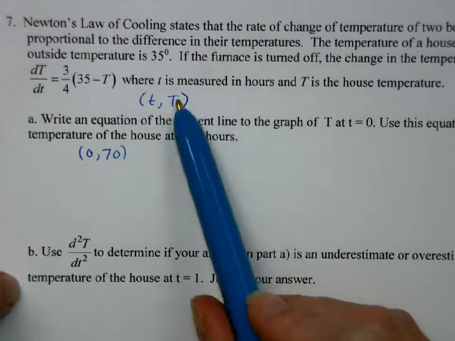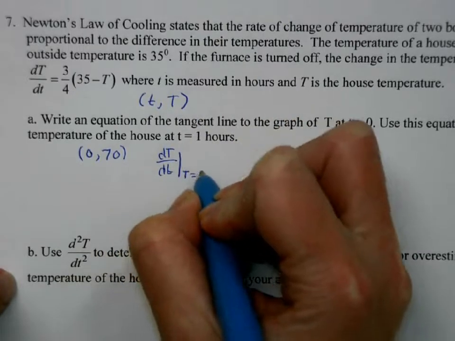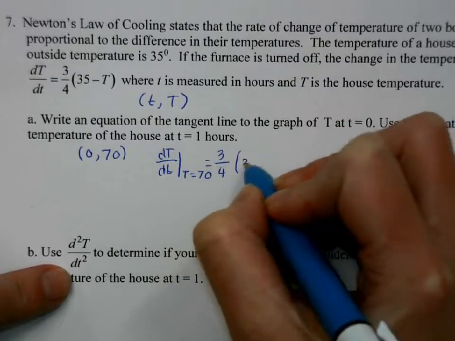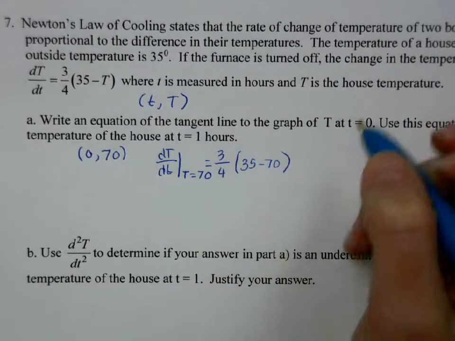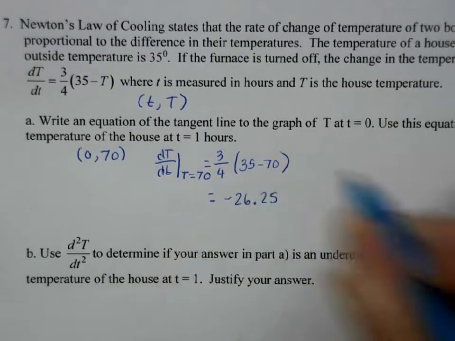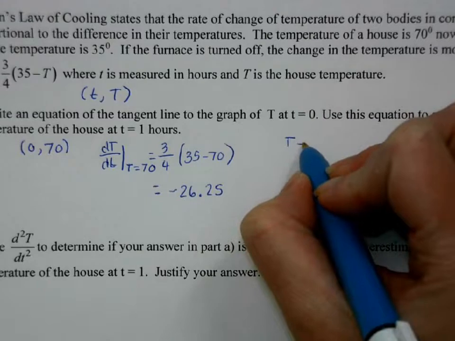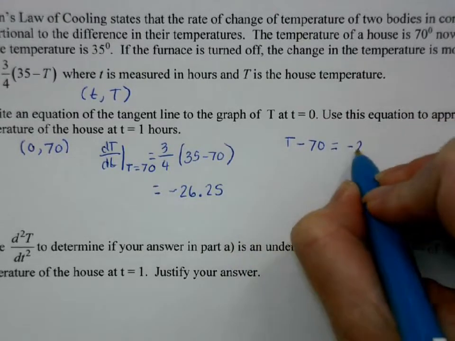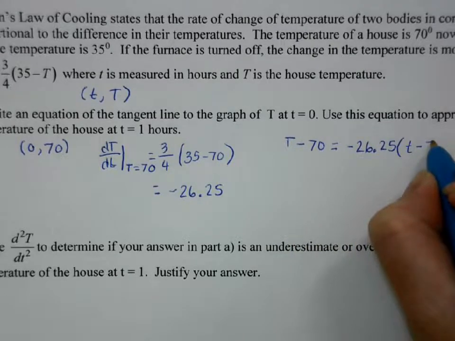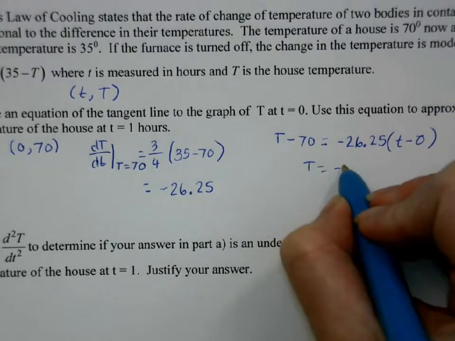So dT/dt at T equals 70 is going to be 3/4 times (35 minus 70), which, when you do this on a calculator, is negative 26.25. So now that I have a point and a slope, T minus 70 is going to equal negative 26.25 times (little t minus 0). So T equals negative 26.25 little t plus 70.